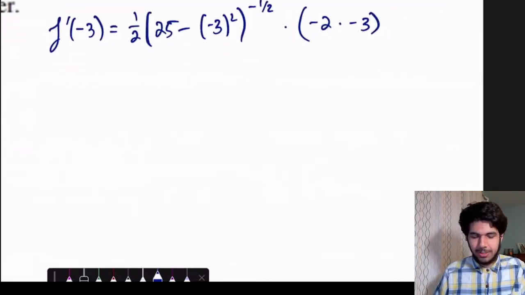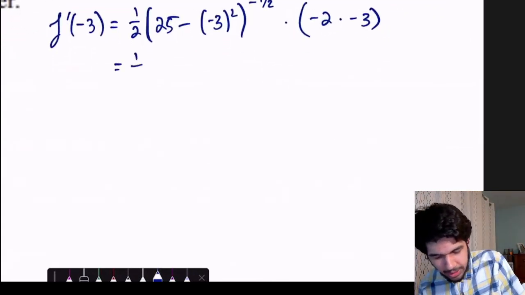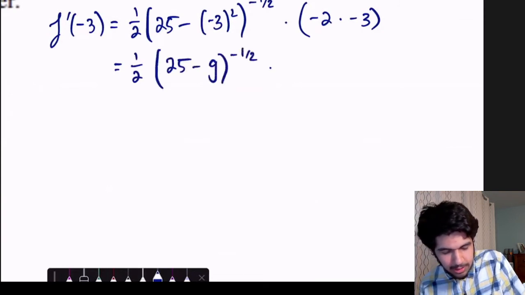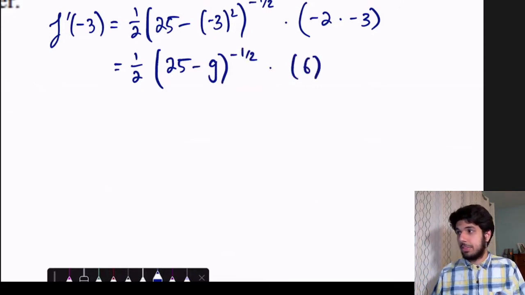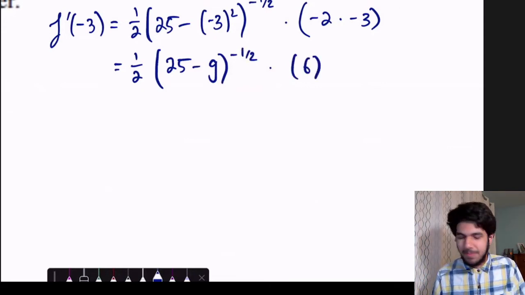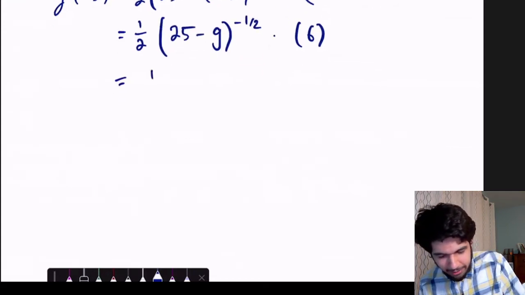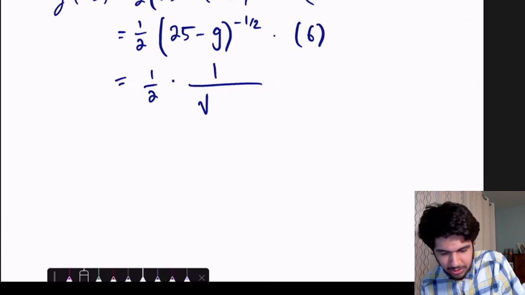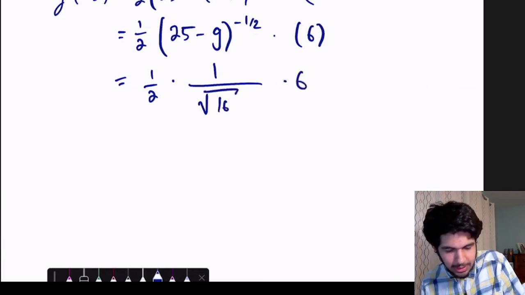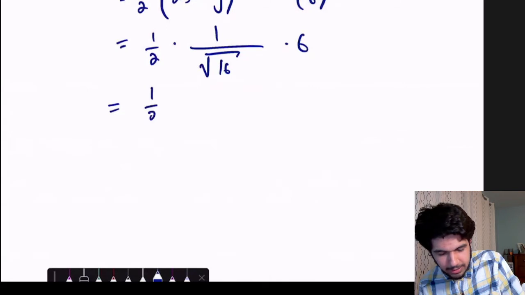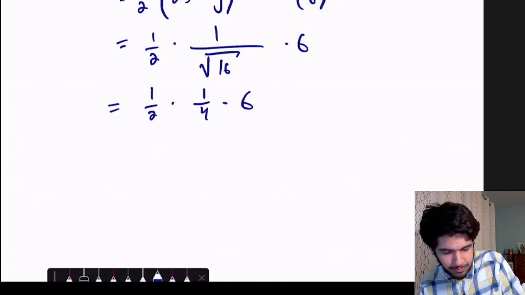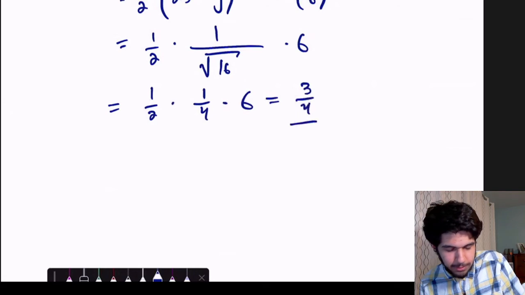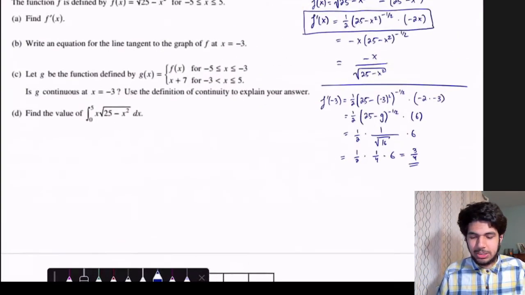Okay, so now we just need to solve for this. So this will equal 1/2 times 25 minus 9 to the negative 1/2 times 6. I think. I hope. So 1/2, now we can probably make this a fraction. So this would be the square root of 25 minus 9, which is just 16. So let's just write a 16 in there, times 6. So this would be 1/2 times 1/4 times 6, and that's equal to 3/4, right? So that's just the slope of the tangent line.